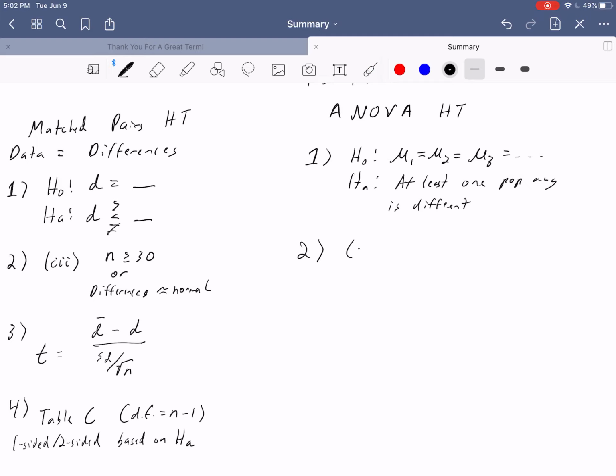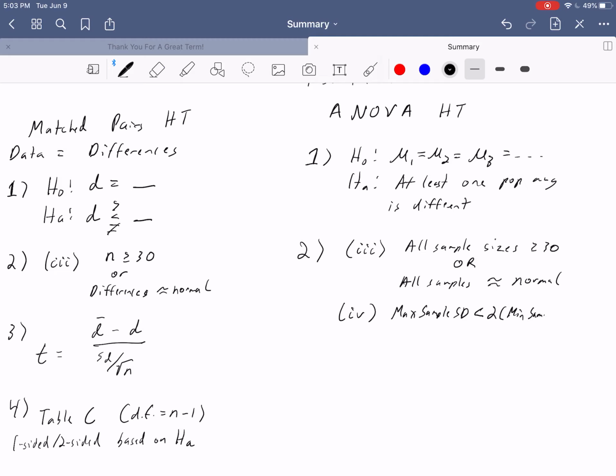In step 2, we've got a couple special conditions. For condition 3, all sample sizes need to be greater than or equal to 30, or all samples need to be approximately normal. And there is a fourth condition that you need to check, which is that the maximum sample standard deviation is less than 2 times the minimum sample standard deviation. This actually confirms a more general condition that the population standard deviations are not too different.